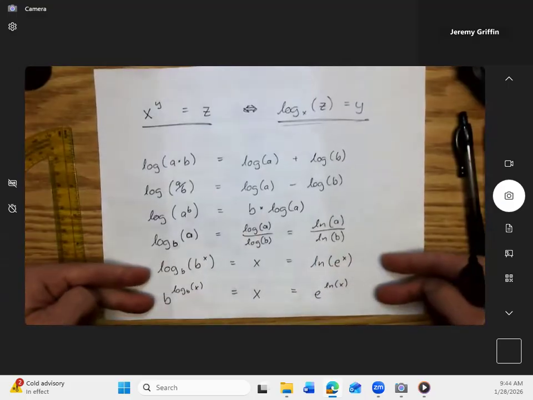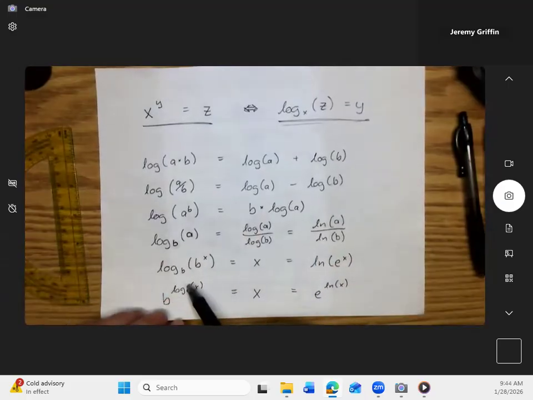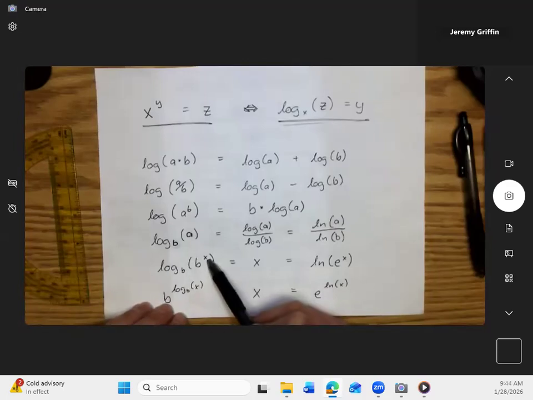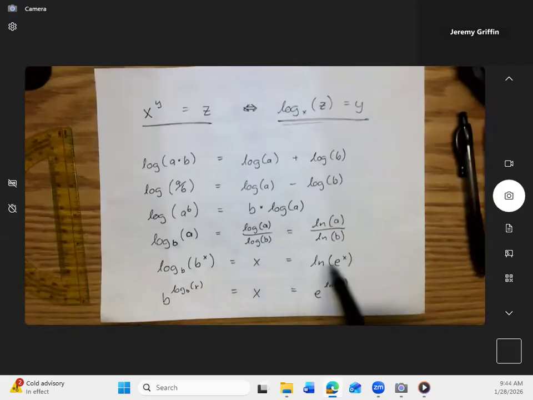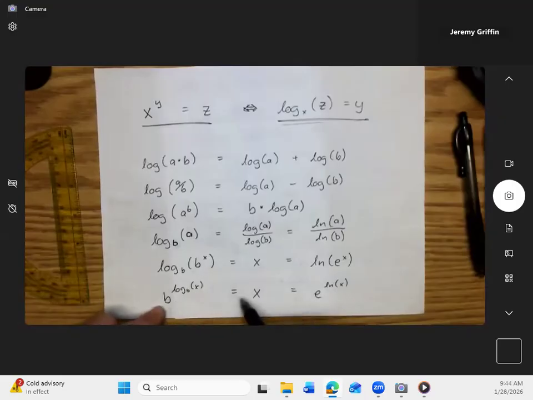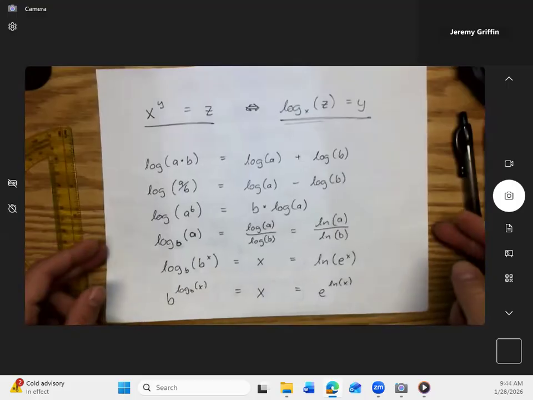Then a couple of fun facts down here at the bottom. Log base b of b to the power x is x. It simplifies to x. Different ways to show that. Here's the natural log version of that same rule. Or if you switch it around, b to the power of log base b of x is also x. And here's the natural log version of that. So we've got our log rules.